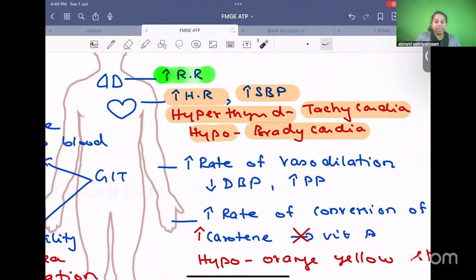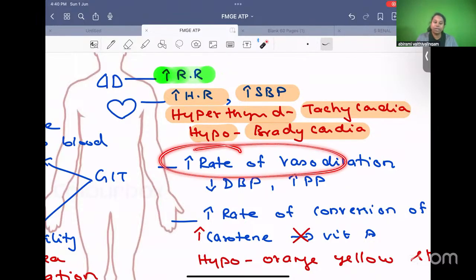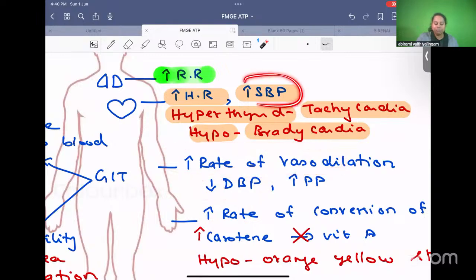Thyroid hormones in the periphery, they can cause increase in rate of vasodilation. So what will happen if you cause vasodilation? Diastolic BP will decrease. Systolic BP increases, diastolic BP decreases. What is the difference between systolic and diastolic? Pulse pressure. So if systolic is increasing, diastolic is decreasing, pulse pressure also will widen. Increased pulse pressure. So thyroid hormones increase the rate of vasodilation, therefore decrease in diastolic BP and increase in pulse pressure.